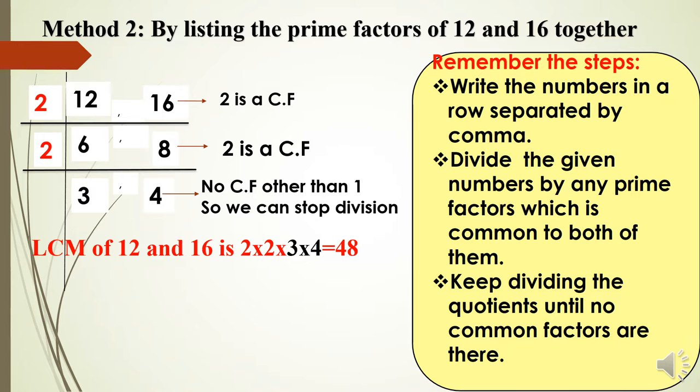Then what is LCM? LCM is 2 into 2 into 3 into 4. It is equal to 48. We have to multiply the common factors and the factors which are left down. 2 into 2 into 3 into 4 is equal to 48.